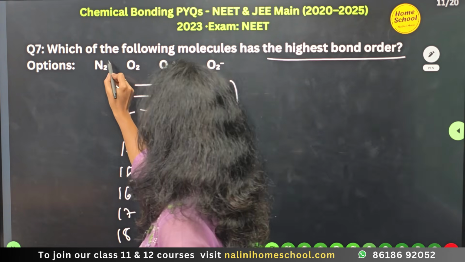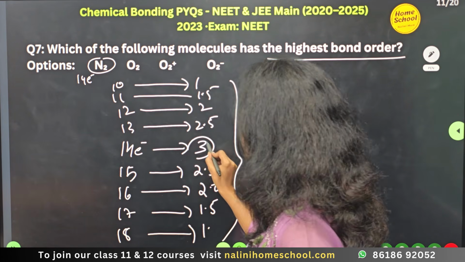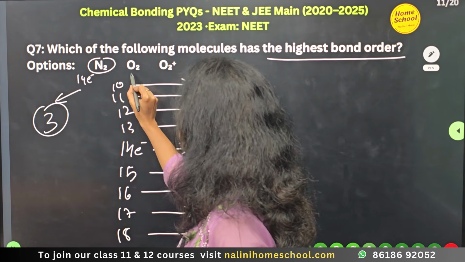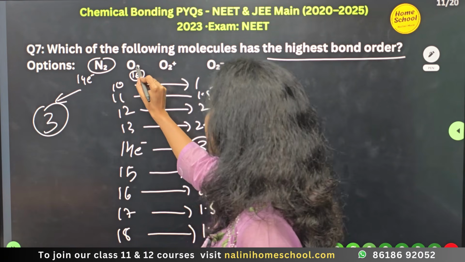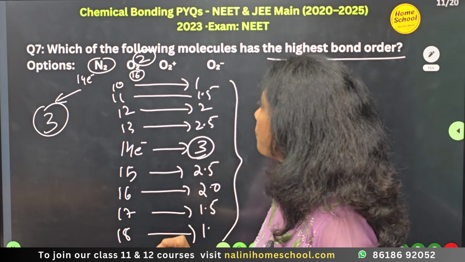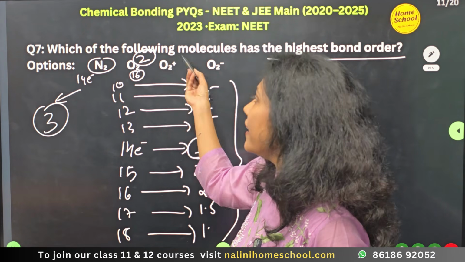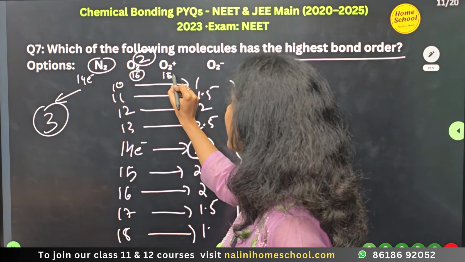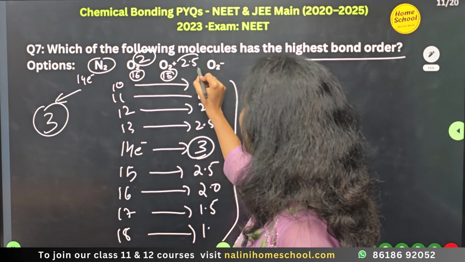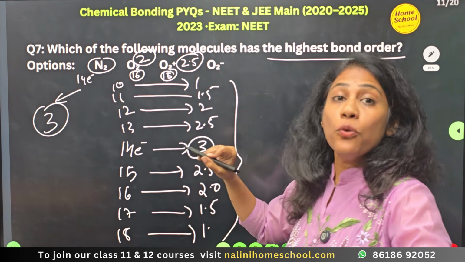Now just look at N2, which is a 14 electron species. For a 14 electron species, what would be the bond order? Bond order is 3. And O2 is a 16 electron species, so the bond order is 2. For O2 plus, O2 is 16, plus means you remove 1 electron. That means it's a 15 electron species. For 15 electron species, the bond order is 2.5.